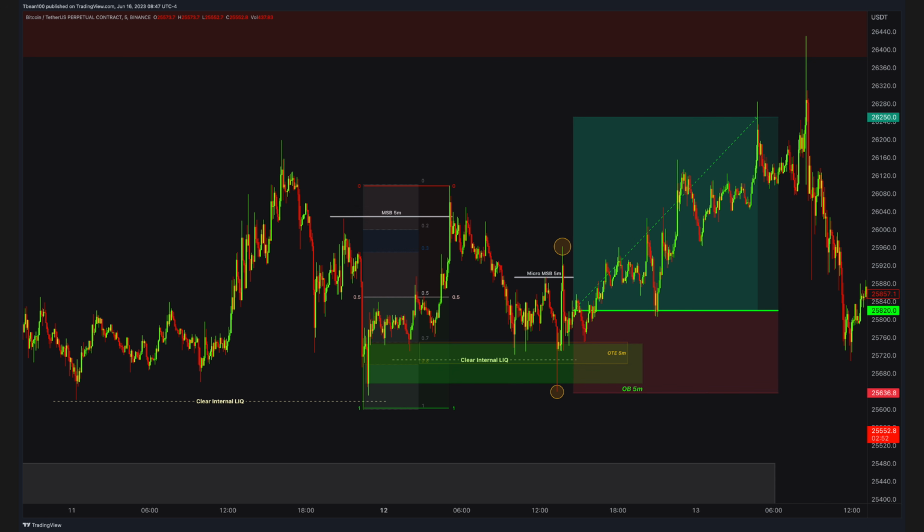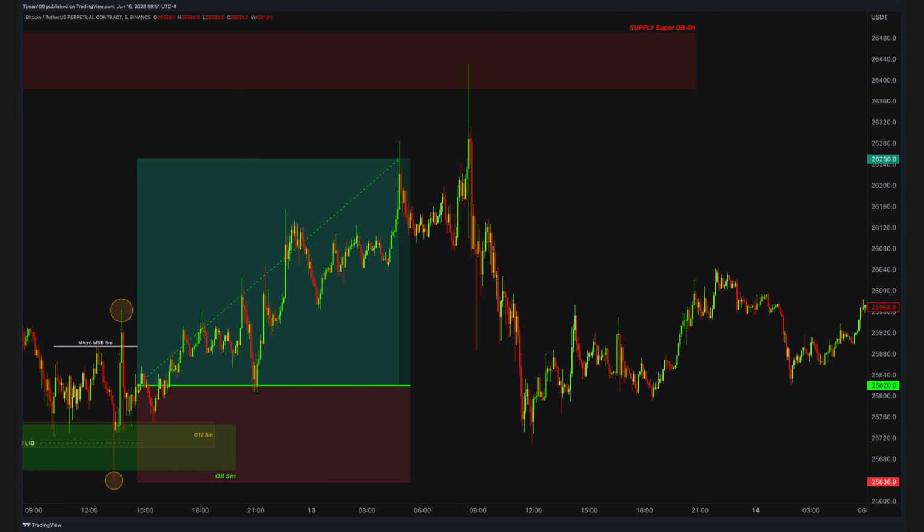This is how we do it, guys. Same thing over and over and over again. Price comes to the supply demand, sweeps liquidity, and shifts the structure to the opposite side, then we enter. Now let's look at the other trade.